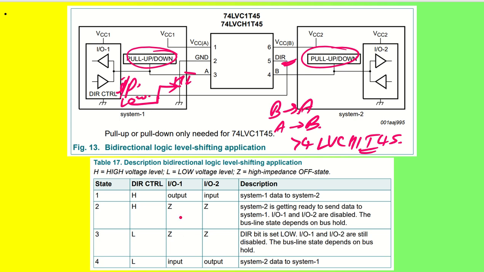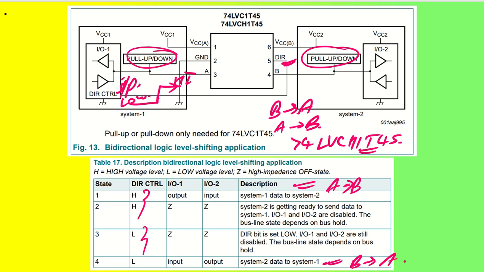So you can see when the direction control pin is high, system 1 data goes to system 2, so A to B. Similarly, when direction control is low, system 2 data goes to system 1, that is B to A. This is very simple, and it is told in the data sheet as well. And when the IO pins are in high impedance mode, meaning data is not available right now, the system is considered to be getting ready or on hold.